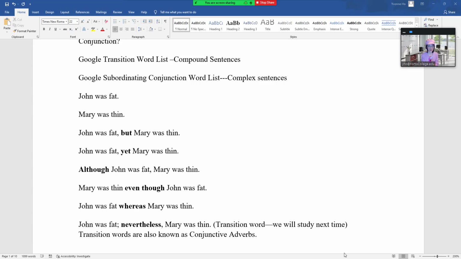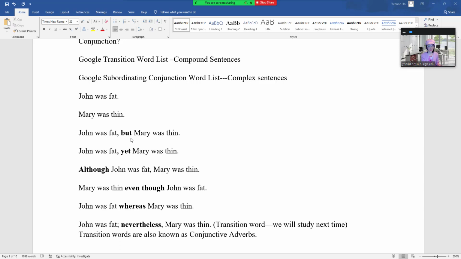What kind of sentences are these? John was fat. Mary was thin. What kind of sentences are these? So you got to think to yourself, so John is the subject, was is the verb, fat is the adjective. Subject, verb, adjective. That's a simple sentence. Mary was thin. Same thing. Subject, verb, adjective. That is a simple sentence. Now you have two simple sentences, John was fat, Mary was thin, joined by a coordinating conjunction.